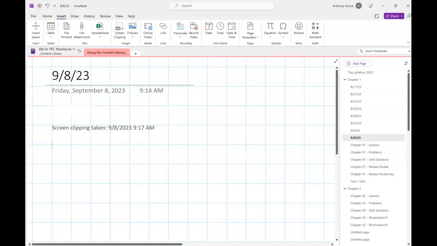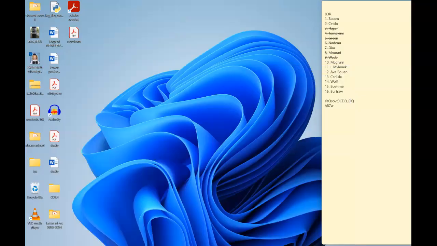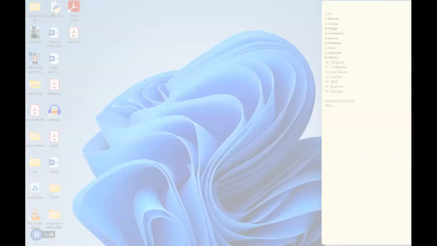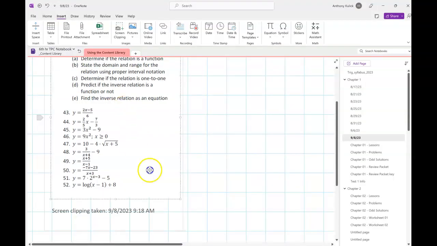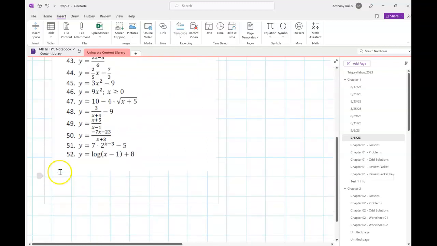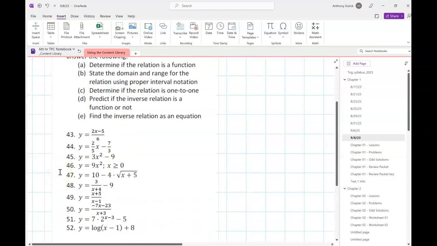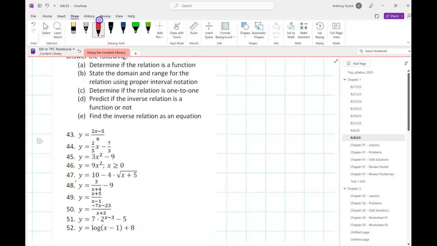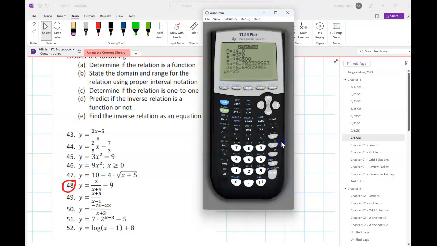You know what? I'm going to do it this way. There's a lot of directions here. I'm just going to screen cap this whole section of stuff. All right. So first things first, it asks if the relation is a function or not. Probably easiest way to do this, type into my calculator and take a peep. So I'll do that real quick.